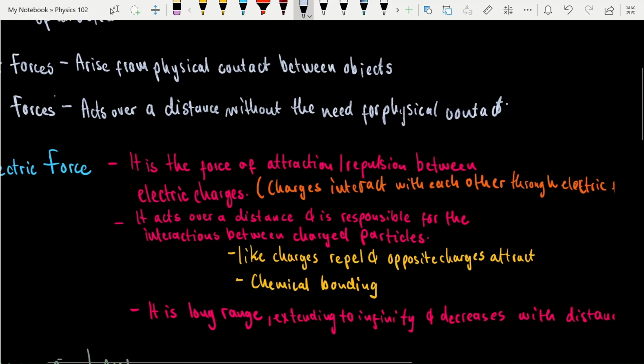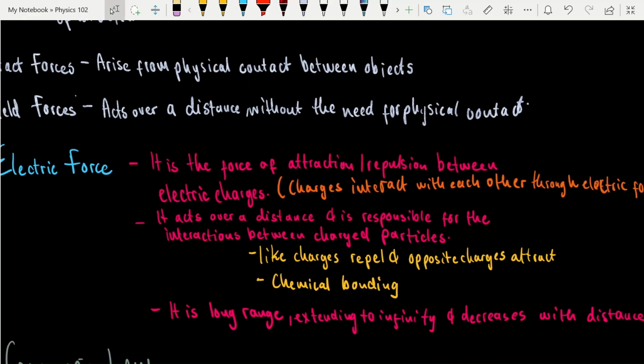Now, let's see point number two. It acts over a distance. It's a field force. The two charges don't have to be physically in contact. They can be far away from each other, meters away from each other, and this force will still be acting. It acts over a distance and is responsible for interactions between charged particles. This electric force is the reason why we see the things we see.